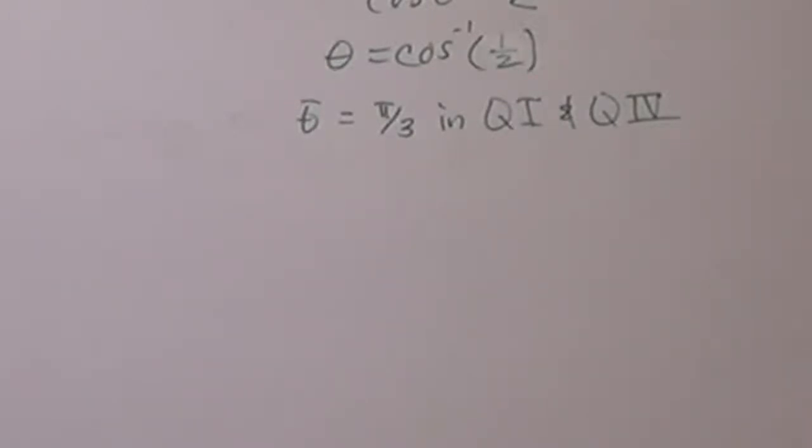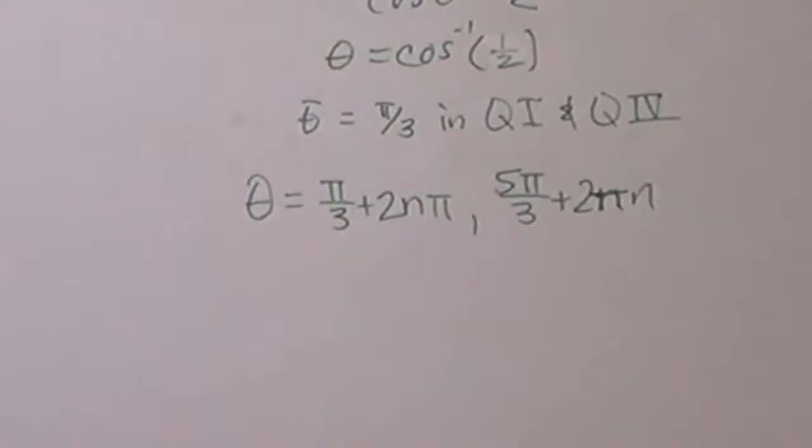So looking at our value in quadrant 1, it's just going to be pi over 3, and we want every revolution of that. And then in quadrant 4, we're looking at 5 pi over 3, and we want every revolution of that. So theta will equal pi over 3 plus 2 pi n, and 5 pi over 3 plus 2 pi n.